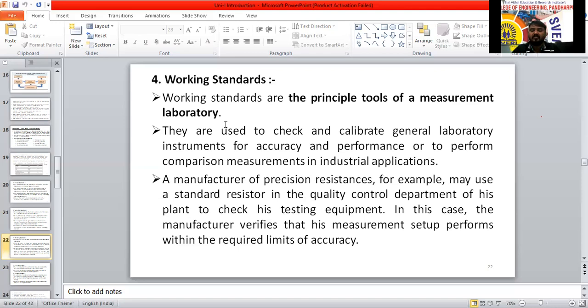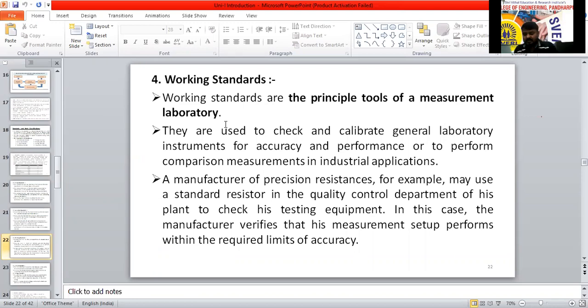Just for your understanding, I have taken all these examples. So working standards are the principal tools of a measuring laboratory. They are used to check and calibrate general laboratory instruments for accuracy and performance. They are going to check and compare with the industrial applications here.